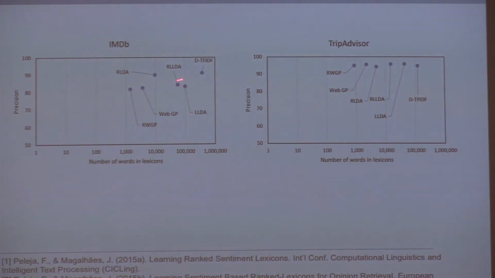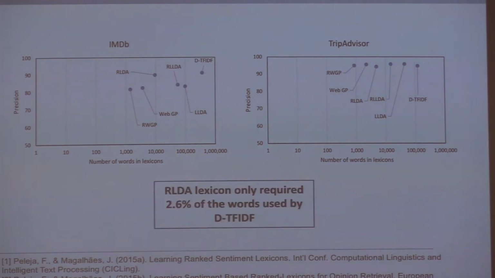So what we can see is that we increased the number of words in the sentiment lexicon in comparison, but it wasn't that much, but it was enough to have a higher performance. And another thing is that this method here is TF-IDF.